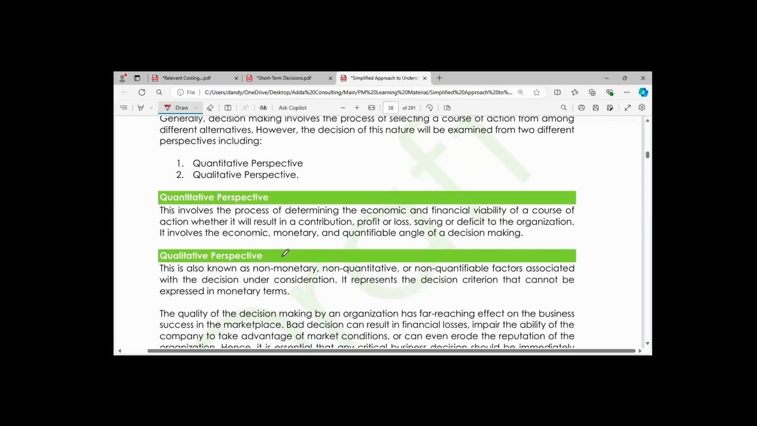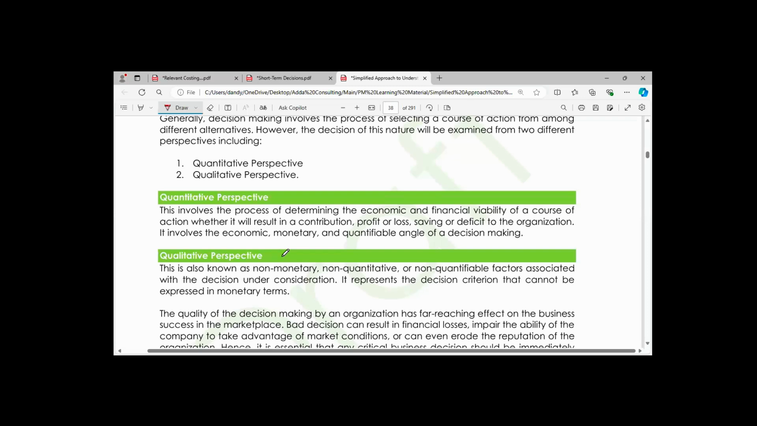Because a bad decision can result in financial losses. It can also impair the ability of the company to take advantage of market conditions. Not only that, it can also damage or erode the reputation of an organization, and that is why you have to guard your image very jealously. If you have done your analysis and made a recommendation, allow other decision makers to make the final decision, because if anything goes wrong, you'll be held liable for it.